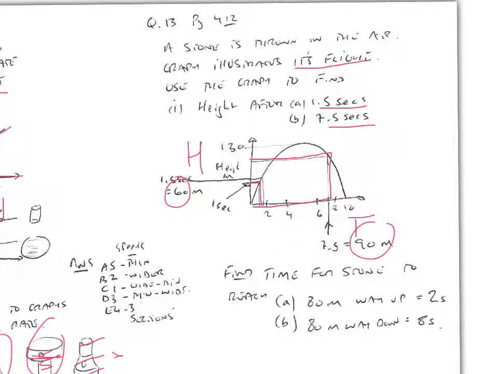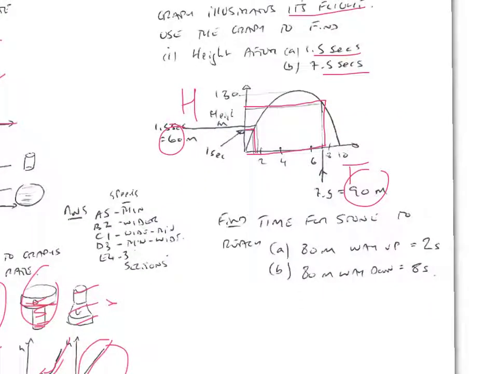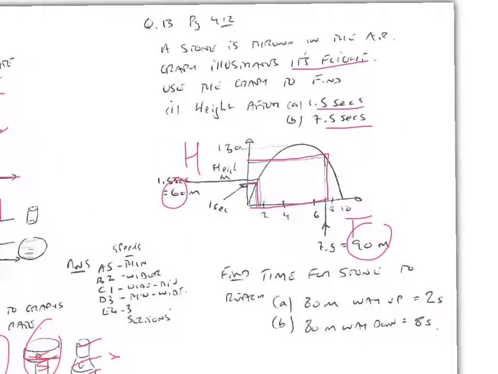Okay, you'll see it in your book anyway. And then find the time for the stone to reach 80 meters on the way up. So now we go up to 80 meters, and we see that it's about 2 seconds, and then we have to go across to here, and we see again it's about 8 seconds. So there's 2 places, on the way up and on the way down.